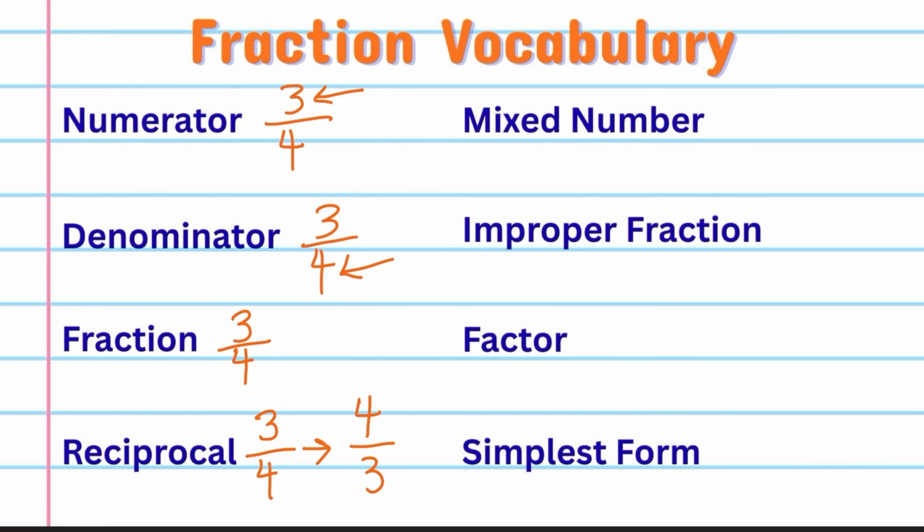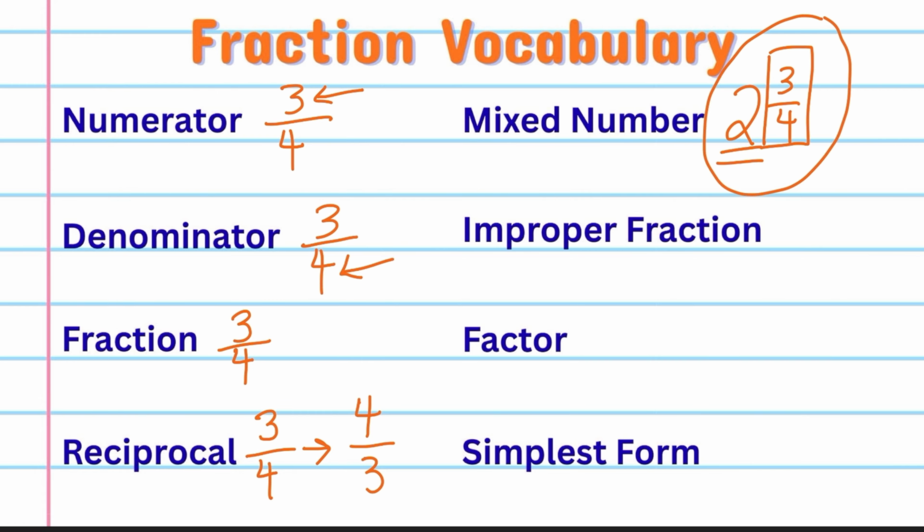Our next vocabulary word is a mixed number. A mixed number is a number that consists of an integer and a fraction. So let's look at 2 and 3/4. In the case of 2 and 3/4, we see that the integer is 2 and the fraction is 3/4. So together they make a mixed number.